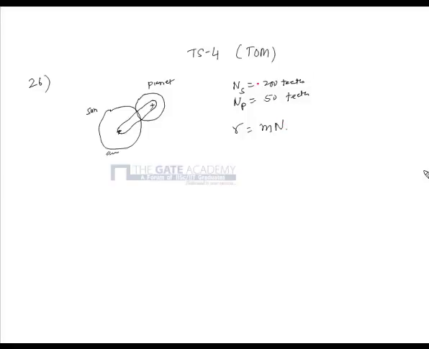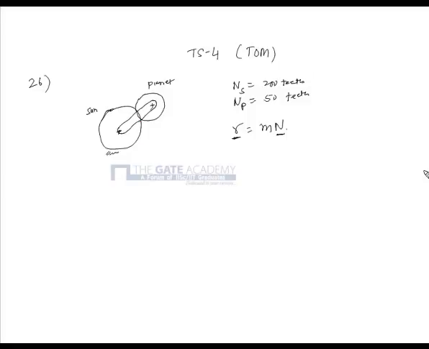In many books the number of teeth is denoted by T, in some books by Z. I am denoting it here by N. Because the pitch circle radius is proportional to the number of teeth, and 200 teeth is higher than 50, the sun gear has to be bigger in size, the radius has to be bigger than the planet. That's why I have drawn it this way.